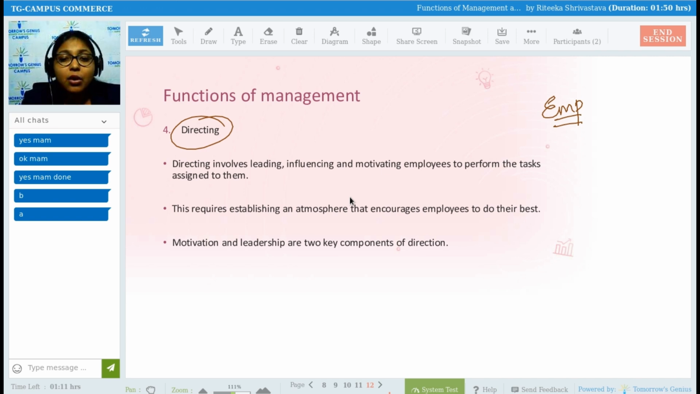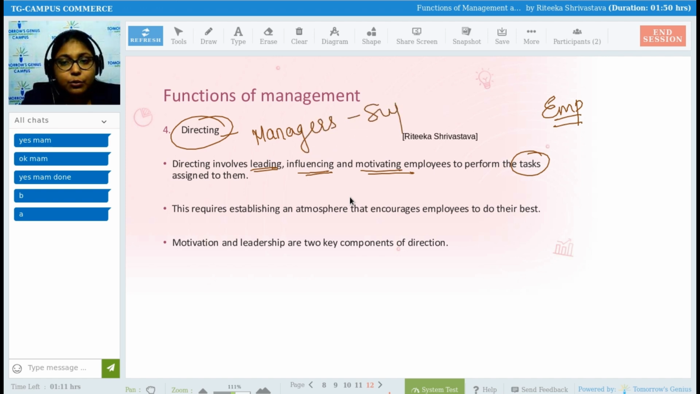Now directing involves what? It involves leading, influencing, motivating employees to perform tasks assigned to them. So directing means nothing but leading, motivating, influencing them to do their work with proper efficiency and effectiveness. That is nothing but directing. And who does directing? Managers basically do directing. Superiors will do directing to the subordinates.